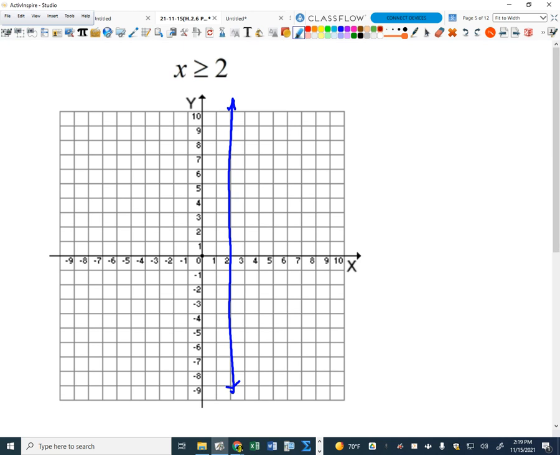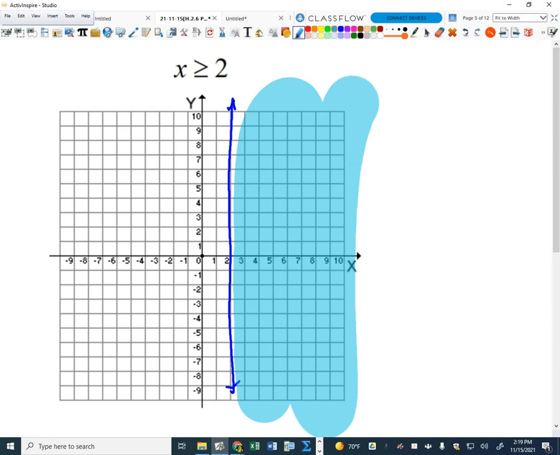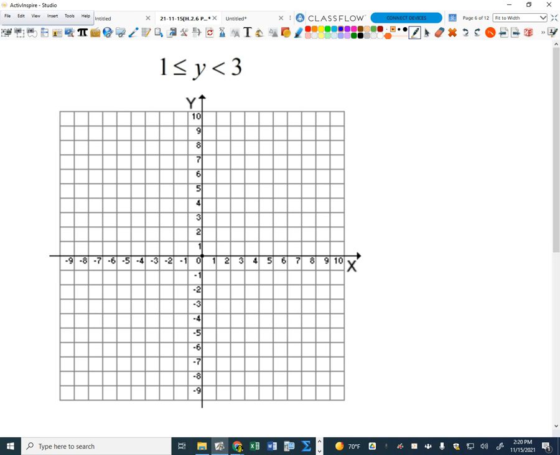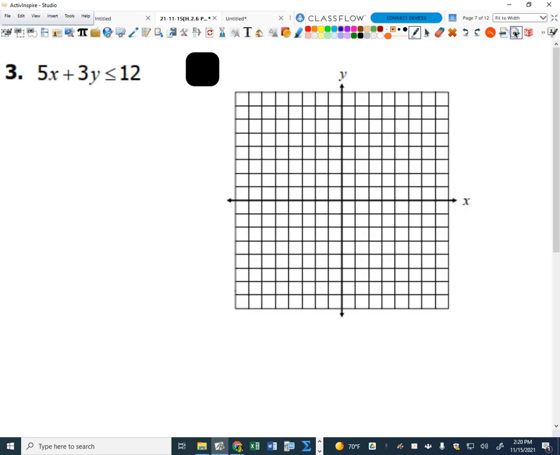That's not what I want. That's what I want. Everything over there. Okay? What about one like that? Compound inequality. What do you think that's going to look like? We'll do more of these later. What do you think? We'll come back to that one just a little bit.